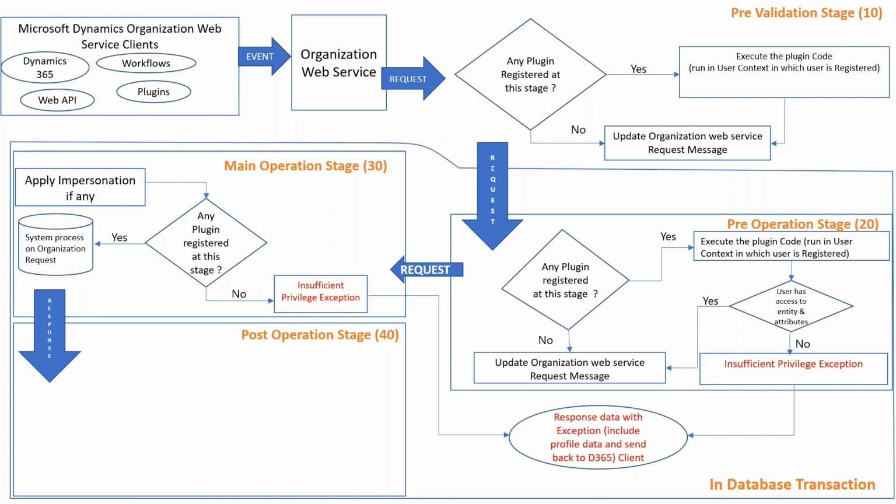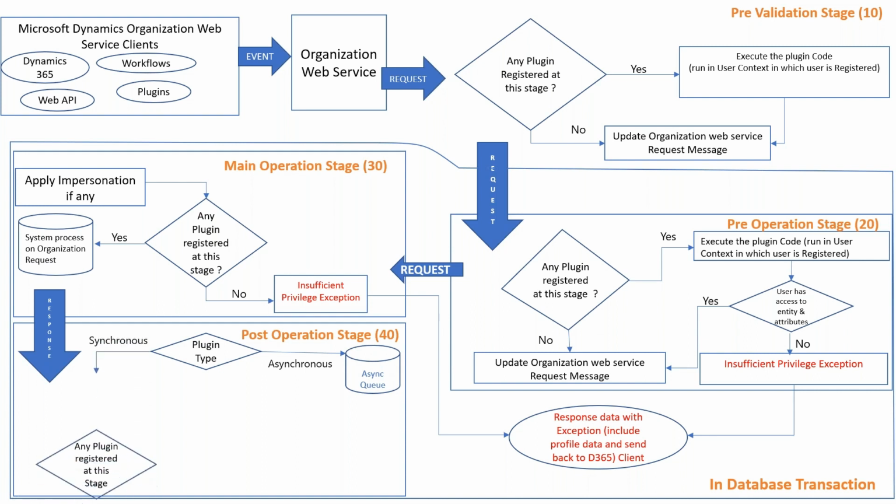First, it will check the plugin type, if the plugin is asynchronous or synchronous. If the plugin is asynchronous, then it will go to the asynchronous queue. If the plugin is synchronous, then it will check whether any plugin is registered at this stage or not. Earlier, these pre-operation plugins did not support asynchronous. So in post operation, it will check either synchronous or asynchronous. It will support both synchronous and asynchronous plugins.